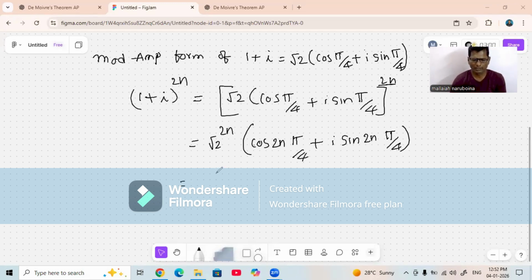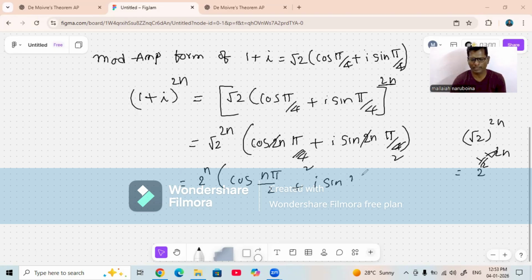Right? Now, root 2 whole to the power of 2n. Root 2 can be written as 2 power 1 by 2, into this 2n. The 2s get cancelled, we get 2 power n. So after simplifying we get 2 power n. Here cos, 2 ones are 2, 2 twos are 4, n pi by 2, plus here also i sin n pi by 2. This is 1 plus i whole to the power of 2n.